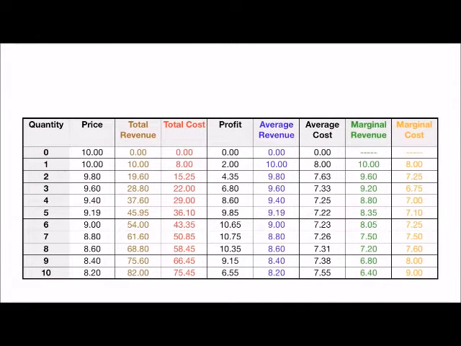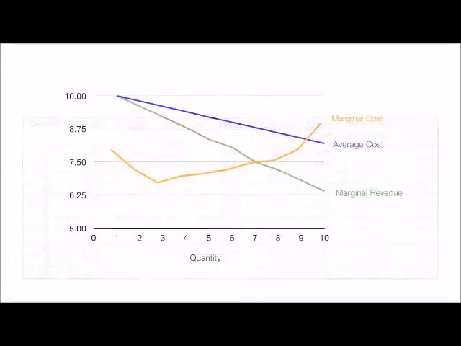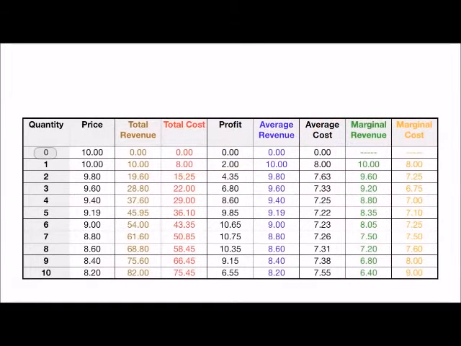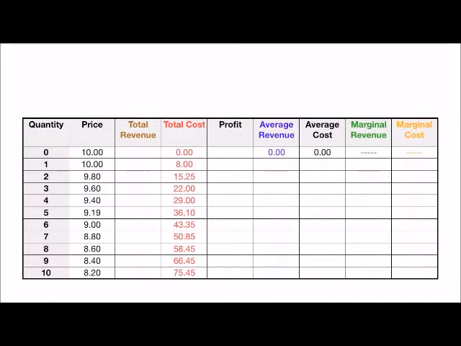Here's what the final product looks like, and I'm also going to graph the numbers and show you where marginal cost equals marginal revenue. In this case, the monopoly is going to produce a quantity of 7, and that's where marginal cost equals marginal revenue. I'm going to tell you the answer, but then I'm going to go through all the calculations also.